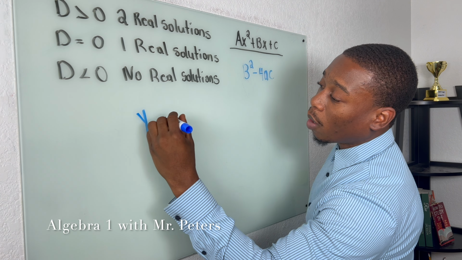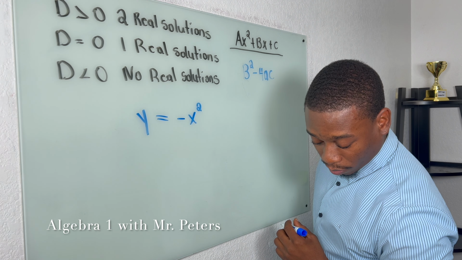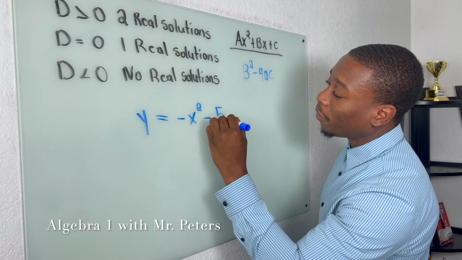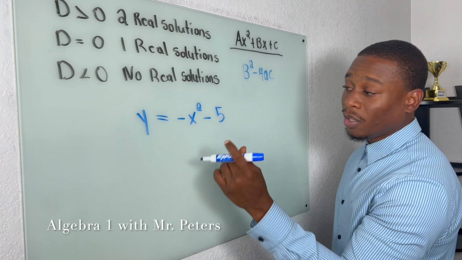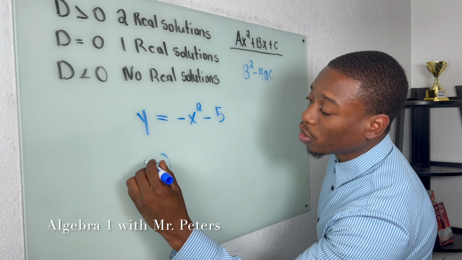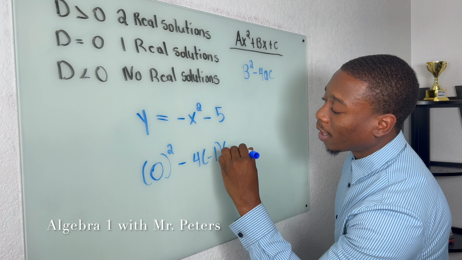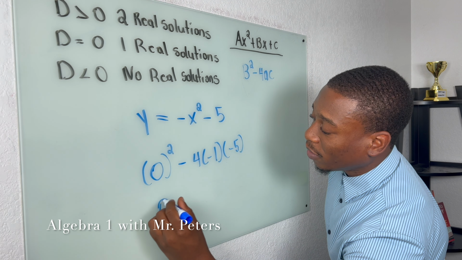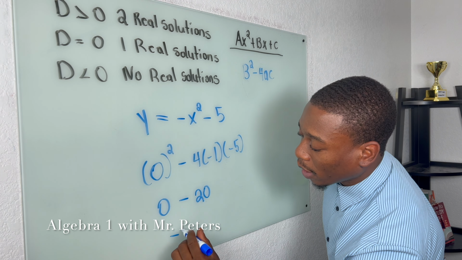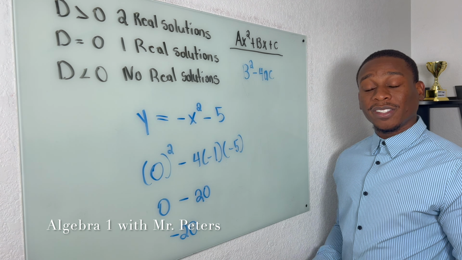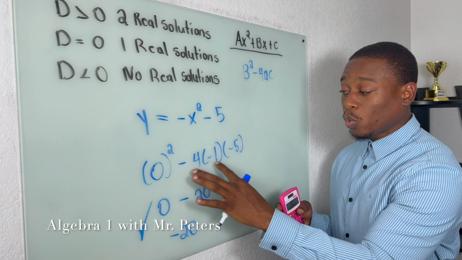So now they give us the problem y is equal to negative x squared minus 5. Now when we try to fill this out, there is no b. So essentially we would have 0 squared minus 4 times negative 1 times negative 5. So we'll have 0 minus 20, and we'll get negative 20 as an answer. So this would have no real solutions. Just don't get confused with your signs.